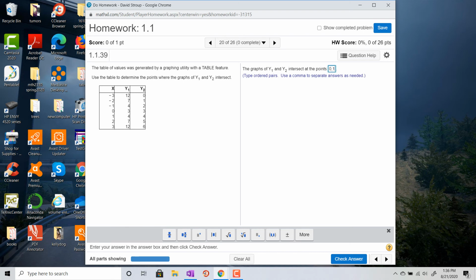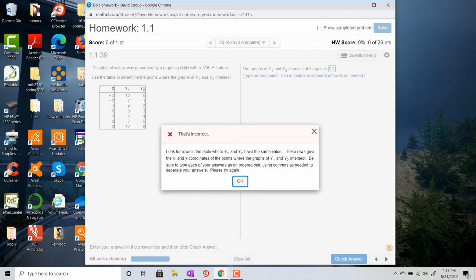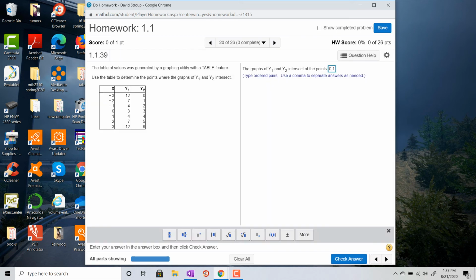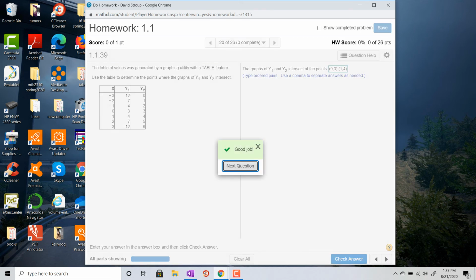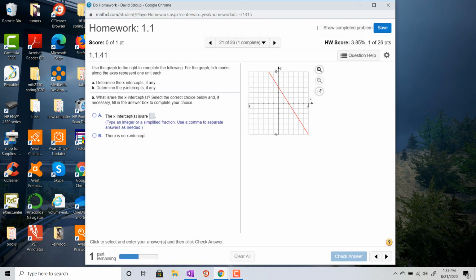Hopefully I don't get these wrong. I have not practiced today. I wonder whether they want ordered pairs. Oh yeah, they want ordered pairs. So great, type ordered pairs. I need the directions, don't I? So it's at 0, 3, and then comma, what's the other one? 1, 4. Yay. Let's see what else they got.